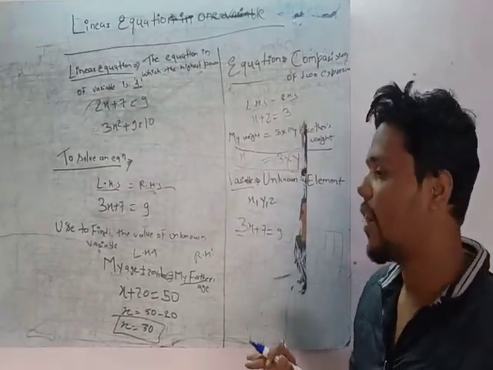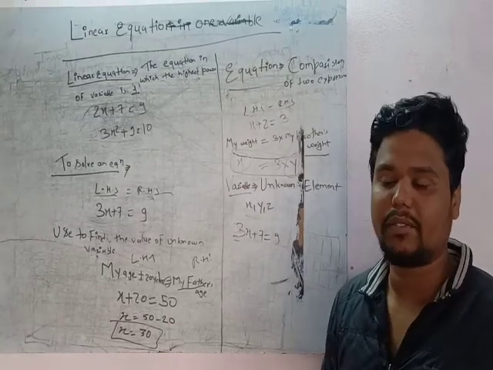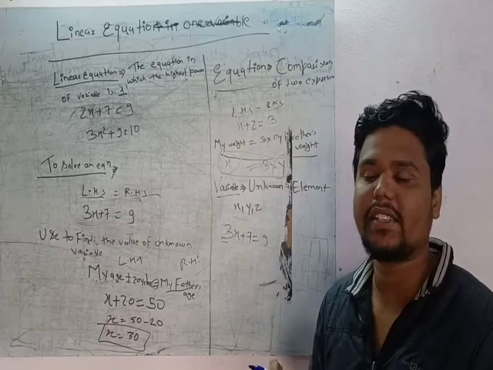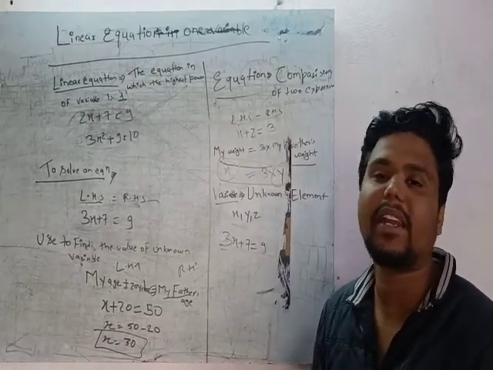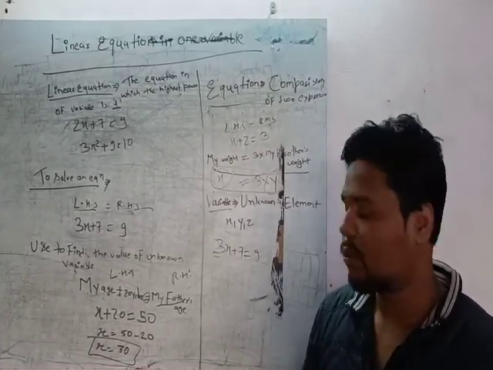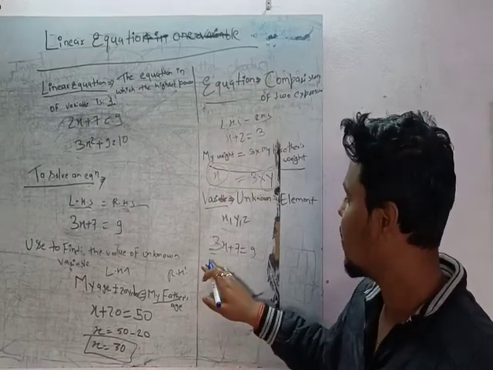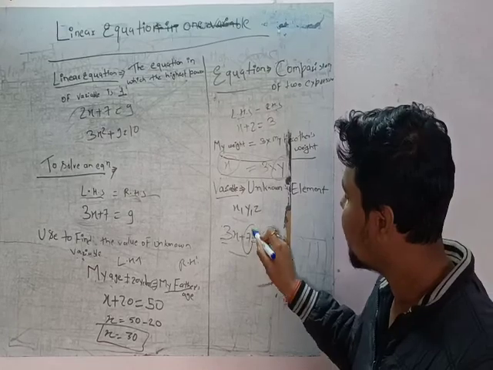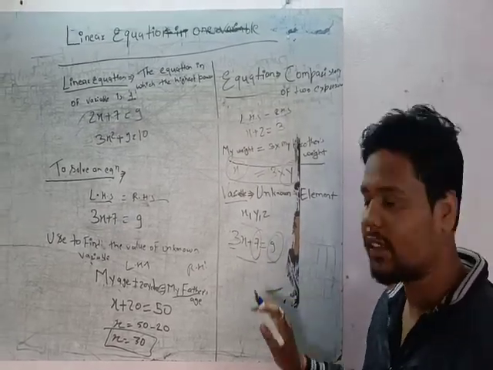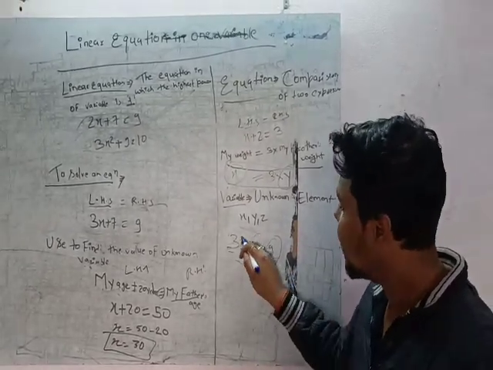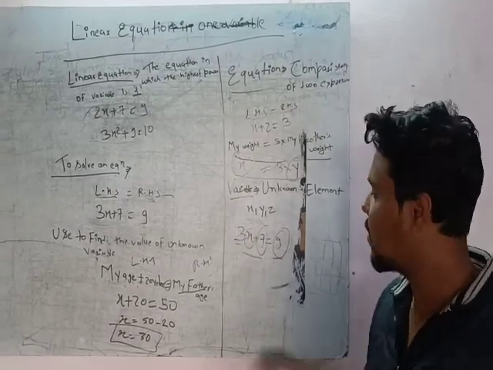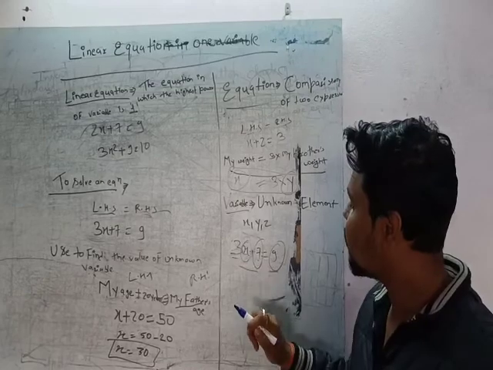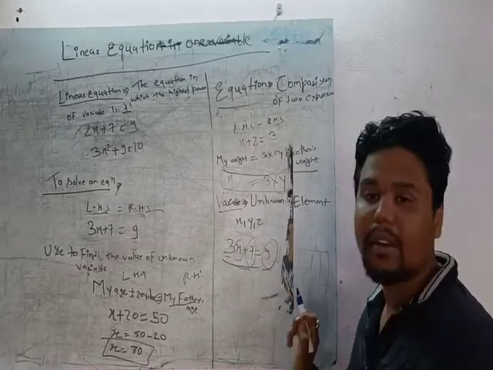What is a variable? Variable means any unknown element. So any unknown element is a variable. For example, x, y, z, w, b, anything can be a variable in an equation which we do not know. For example, in this equation 3x plus 7 equals 9, here 9 and 7 are constants because we know the values of 9 and 7, whereas we do not know the value of x. So this is a variable. So here x becomes the variable. This is what variable means.